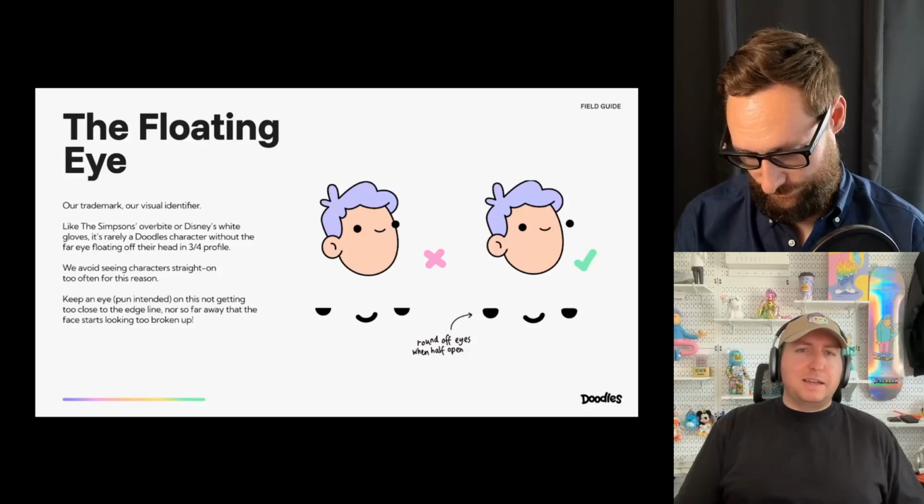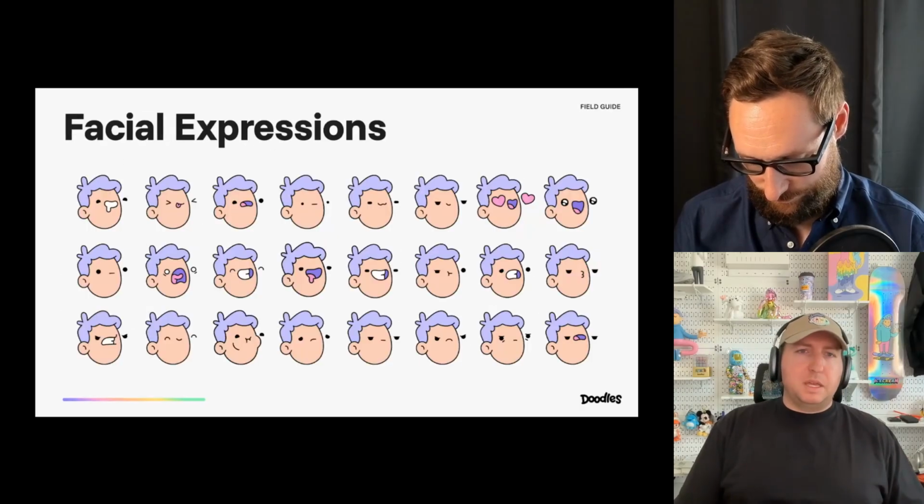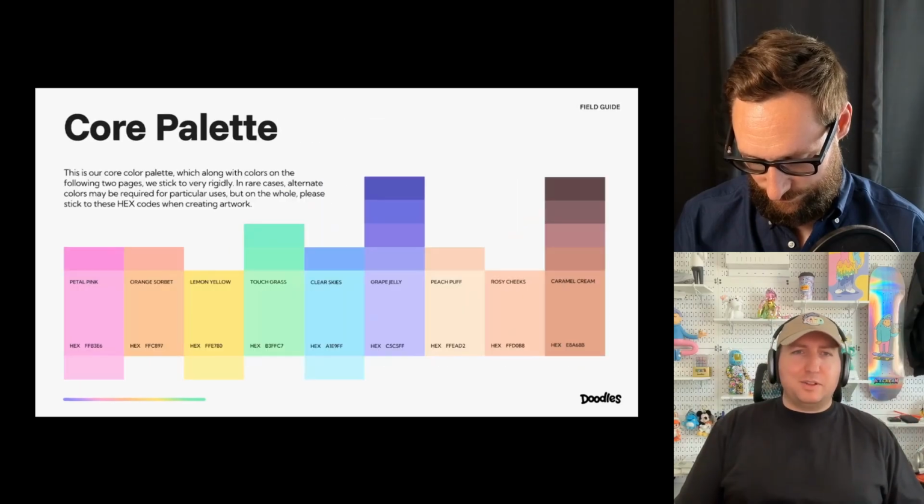I know it sounds simple, but this is our signature. It's very important to us. And so in order to get this particular aspect right, it's incredibly important. And there's many other versions of this and facial expressions. And as you see, the floating eye makes its appearance in all of those. We have a core color palette with our distinct Doodles colors.